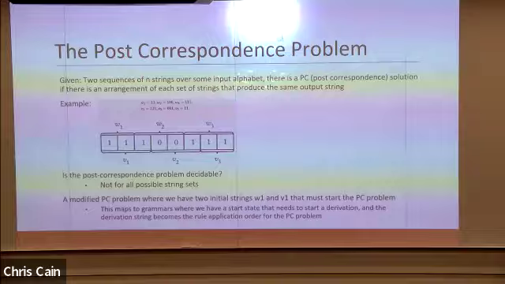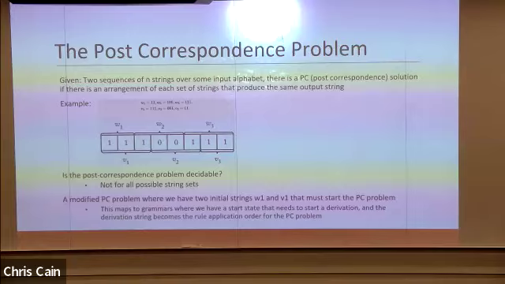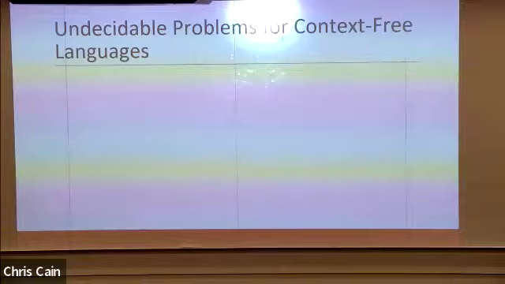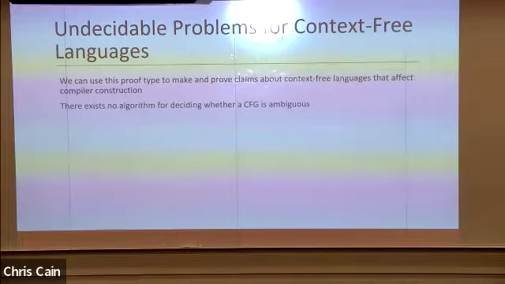So we can end up making some interesting proofs surrounding what we can and can't do with context-free languages based on this concept of the reduction. So let's take a look at what some of those are. The first one is, there is no algorithm for deciding whether a context-free grammar is ambiguous.